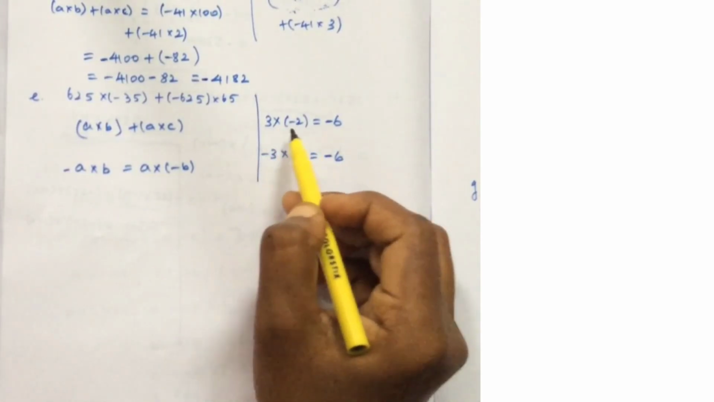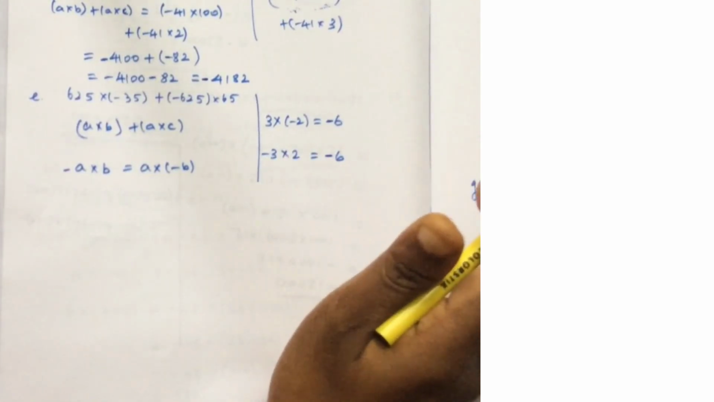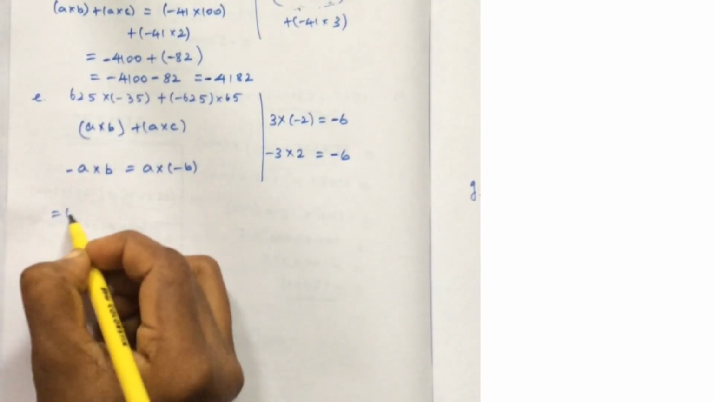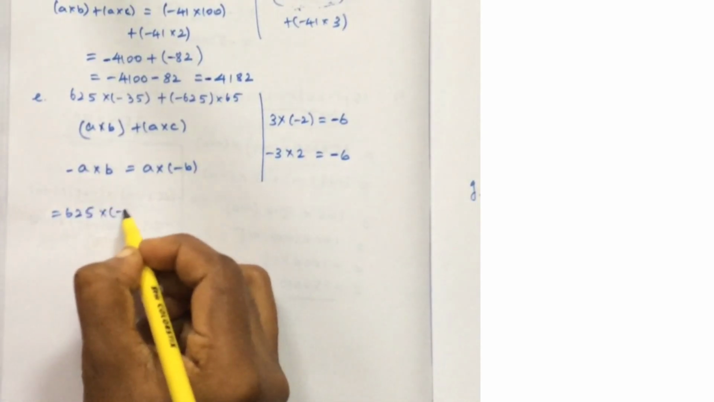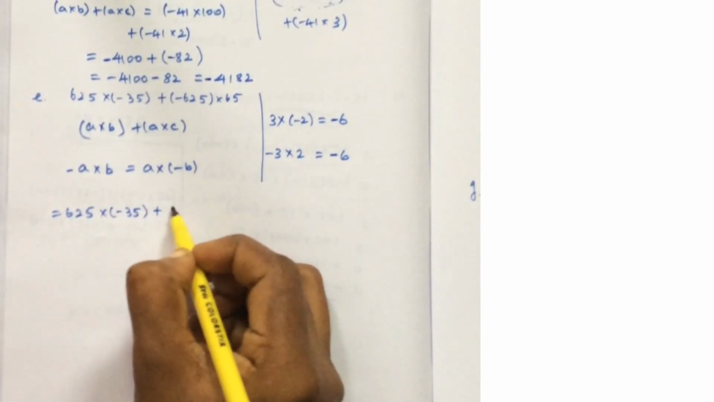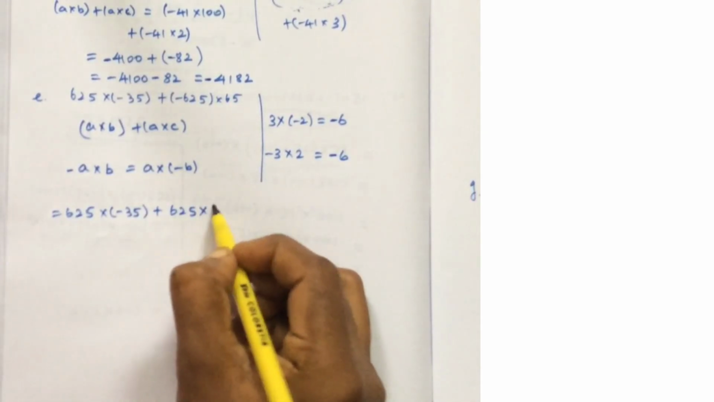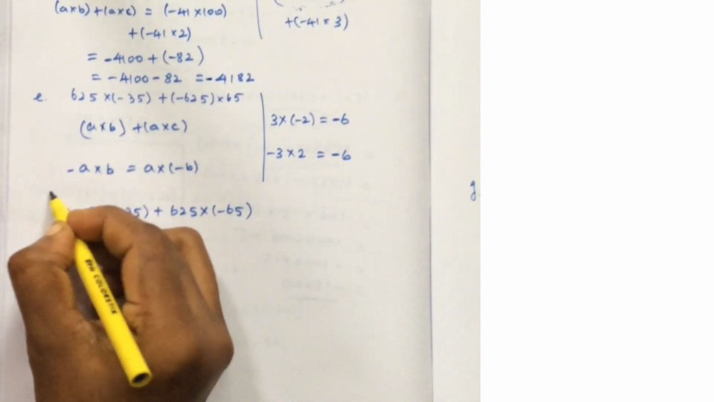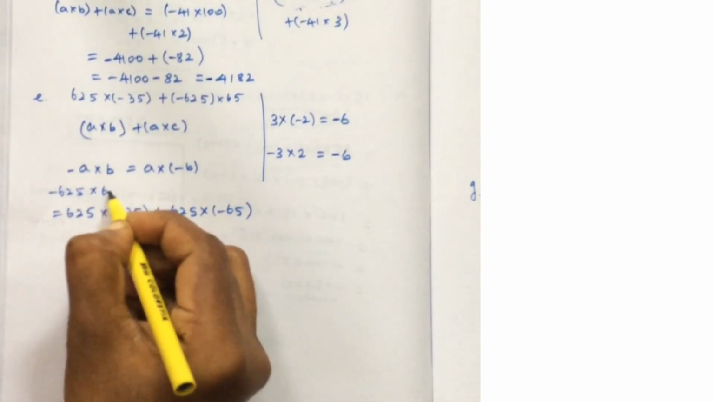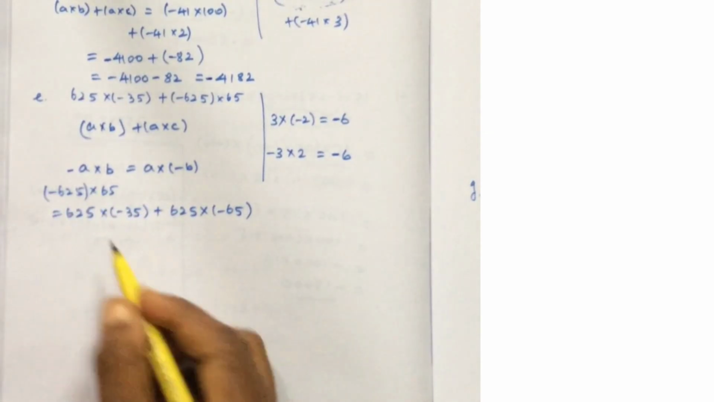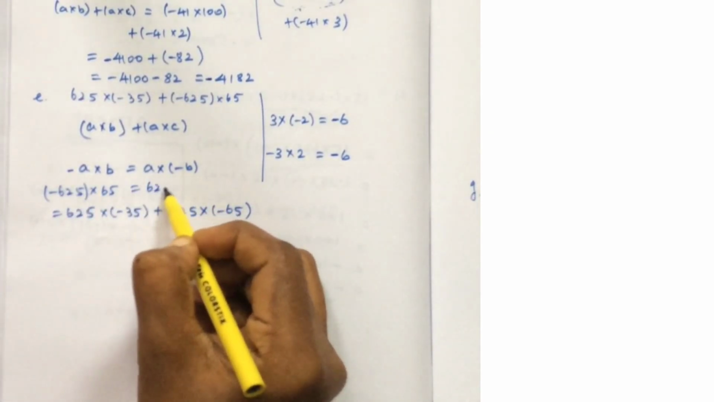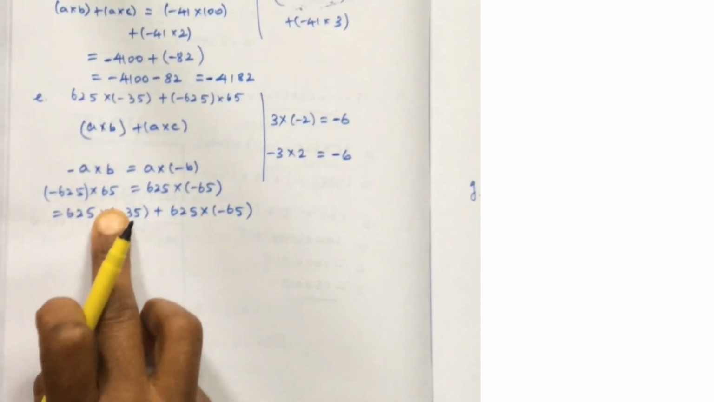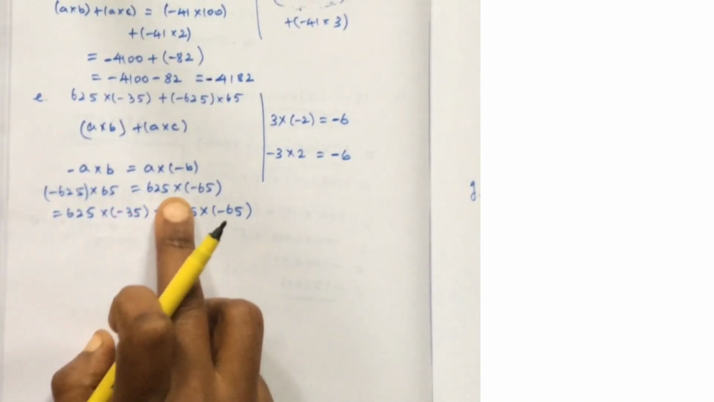Okay, whether the negative sign is here or here, both are the same. Applying this concept here, what we can do is write it as 625 multiplied by minus 35 plus 625 multiplied by minus 65. Instead of a sign here, what is that? Minus 625 multiplied by 65. This is the question given. It is the same as 625 multiplied by minus 65. Okay, minus a multiplied by b is going to be the same as a multiplied by minus b.